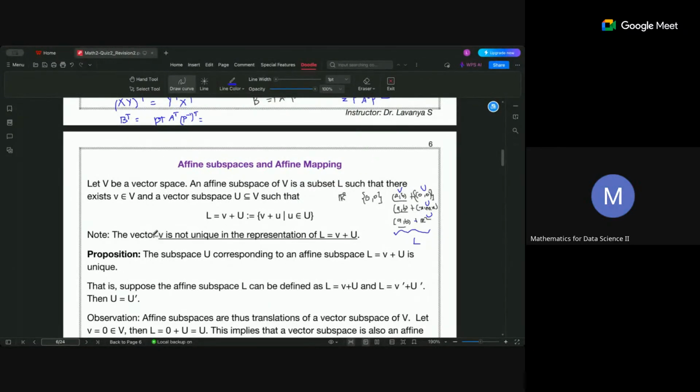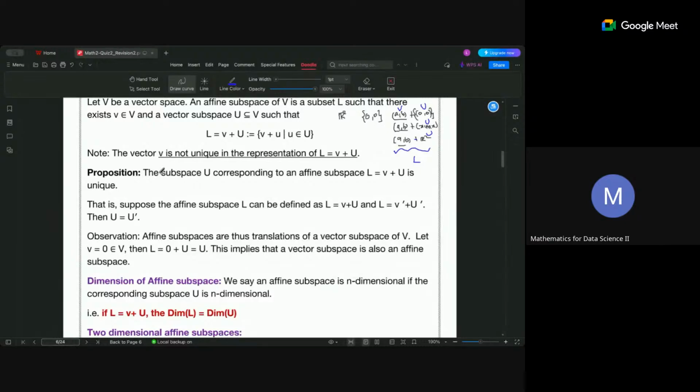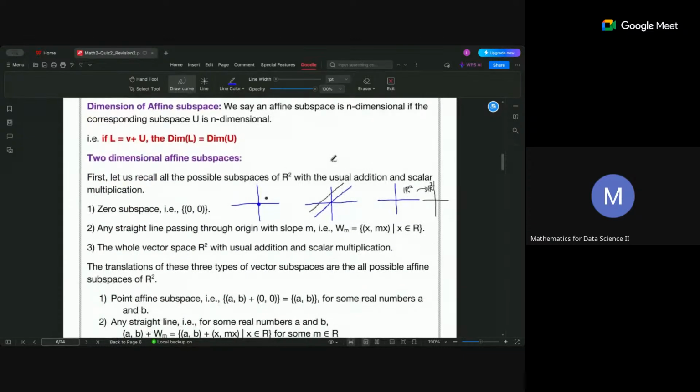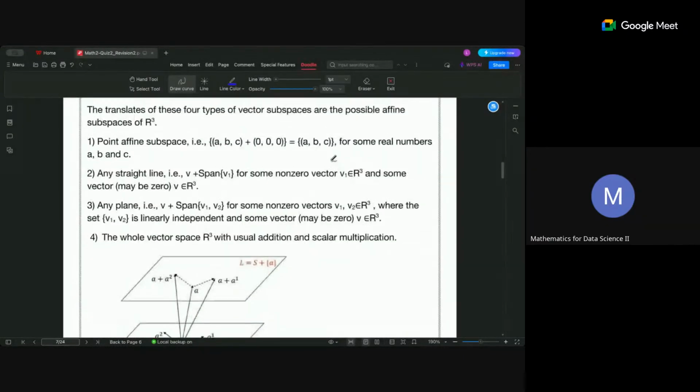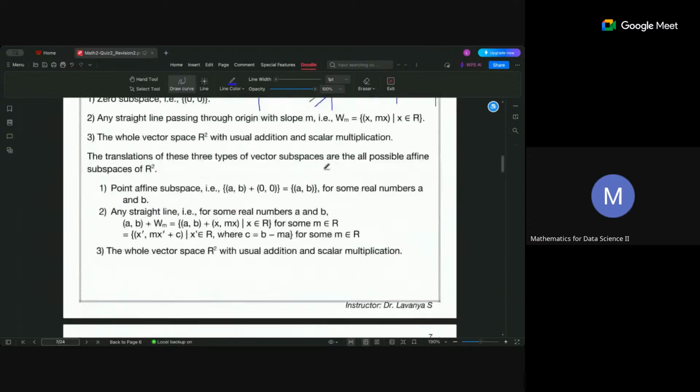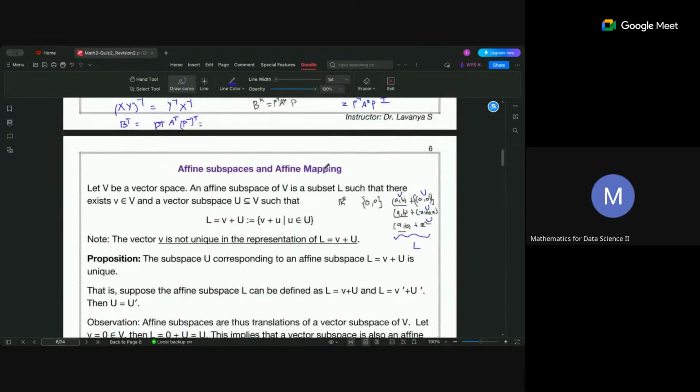Now you see that this v is not unique. Why is this v not unique? Here is a proposition: the subspace U corresponding to an affine space. Here the reason is not given. Maybe I will give an example, but it will be like taking an entire session for this affine space. Let me see, I have some problems here. Just for now, let us just take these facts, otherwise it is going to take a long time. So there are two important things about affine space.